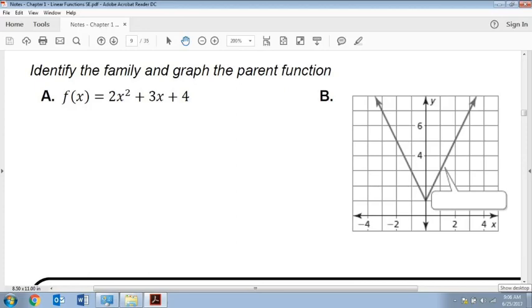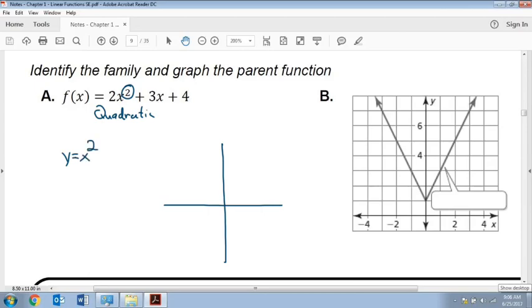Well, notice we have an x squared. Well, that tells us that it's quadratic. And to briefly sketch, now again, I want you to use a straight edge. You can use the side of your ID, whatever. All right? I'm going to graph the parent function, where the parent function is y equals x squared.